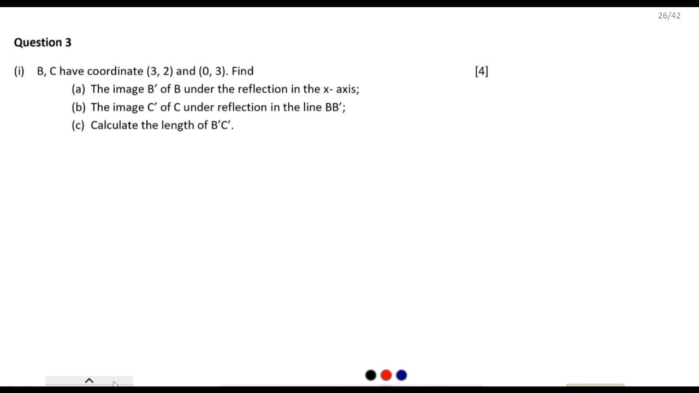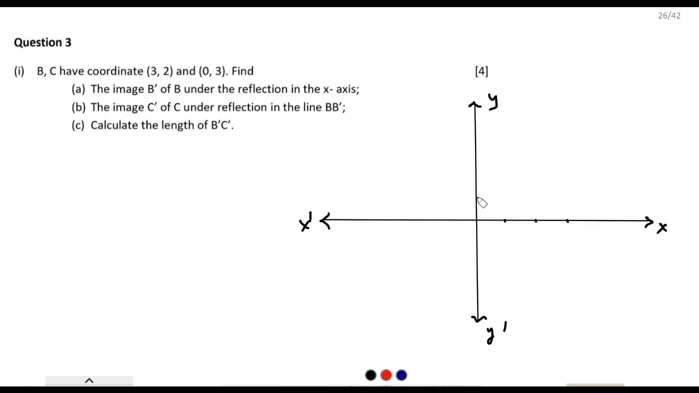Question number 3. फर्स्ट क्वेश्चन इज फ्रॉम रिफ्लेक्शन. ग्राफ पर सॉल्व करने के लिए हमें नहीं कहा गया है, तो हम रफ इसको ड्रॉ कर सकते हैं. This is point B 3,2 and this is point C 0,3. In first part, image B dash of B under the reflection in x axis. B को reflect करना है in x axis. Then its image will be B dash. And coordinate of B dash will be 3, minus 2.